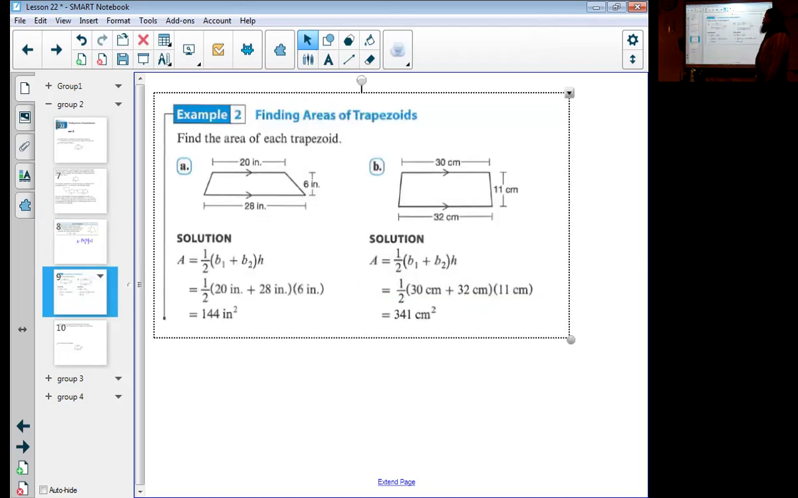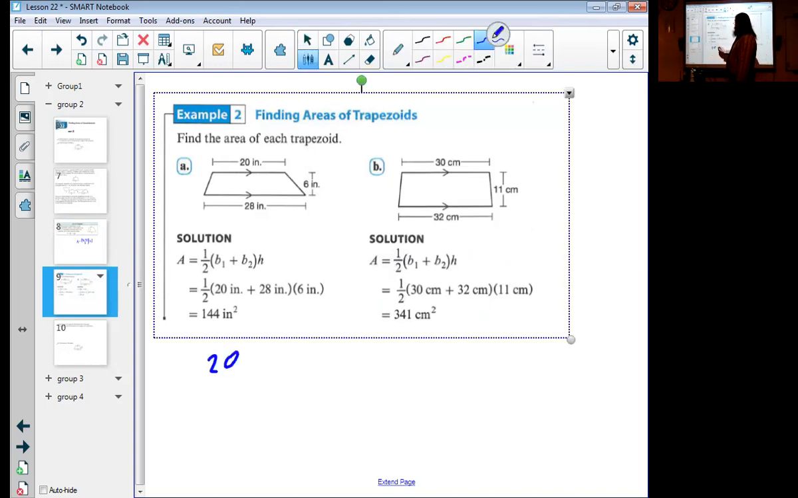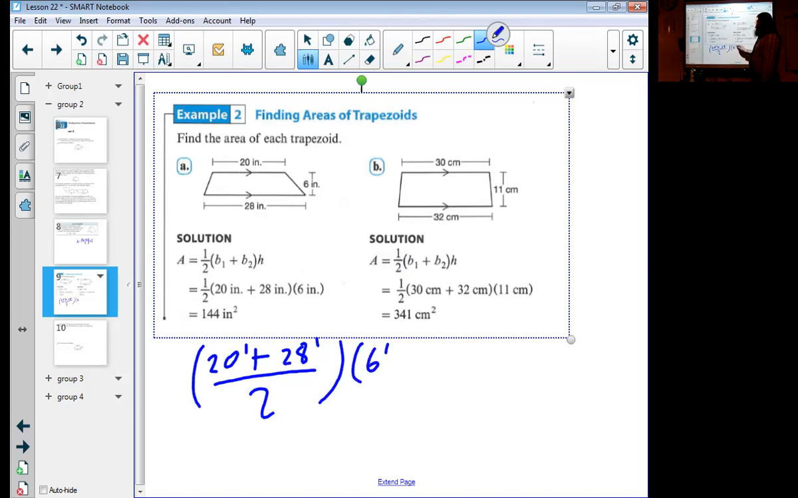Here we have base 1 is 20, because like I said, if you're naming them, you want the smaller one to be base 1 and the larger one to be base 2. We have 20 inches plus 28 inches over 2, and that is going to be multiplied times 6 inches.